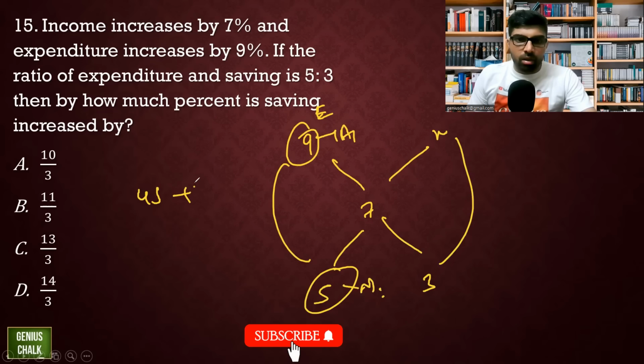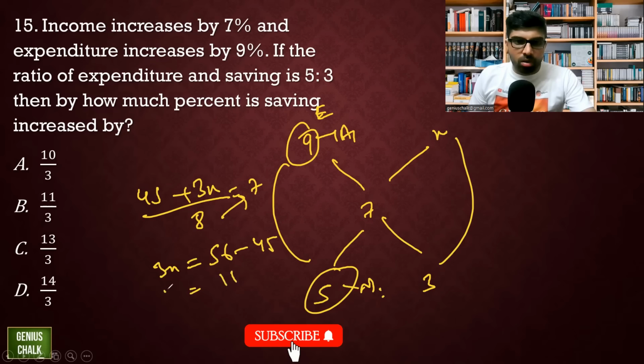And then 3 into X upon 8, that is equal to 7. So 56 minus 45, 3x, x will be 11 by 3. That is B option. So this way we can solve this question faster, because x is to be required.